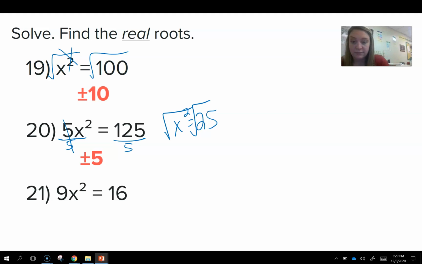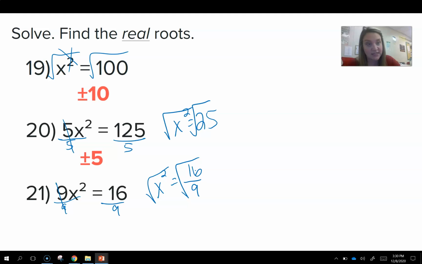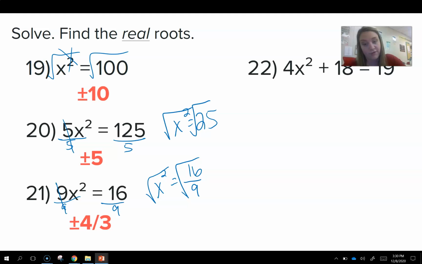Number 21. Again, I cannot do the square root until the variable is by itself with that exponent. So I'm going to have to get rid of this 9 by dividing both sides by 9. So now we're left with x squared is equal to 16 over 9. I'm allowed to square root now. The square root of 16 is 4. The square root of 9 is 3. So x is going to be positive and negative 4 over 3. So we do the square root of each piece, the square root of 16 and the square root of 9. So we got positive and negative 4 over 3.